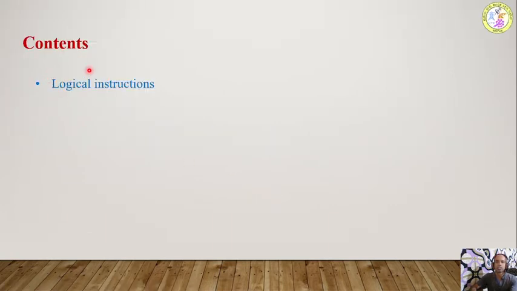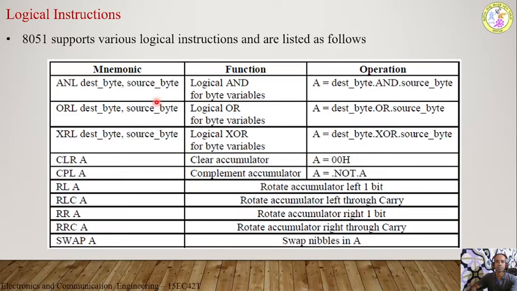So the content of today's discussion is the logical instructions available in the 8051 microcontroller. The 8051 supports various logical instructions and they are listed as follows. The logical instructions, as the name itself indicates, perform logical operations like AND operation, OR operation, XOR operation, complementing, clearing, rotating, swapping. All these are called logical instructions. These are the three main logic operations that we are going to perform: AND, OR, as well as the XOR operations. Now coming to the instructions which are supported by the 8051.